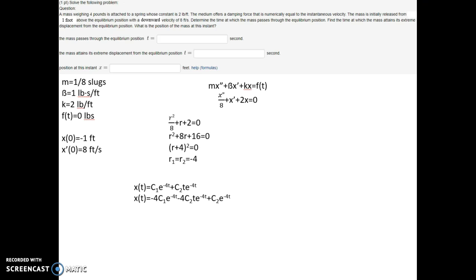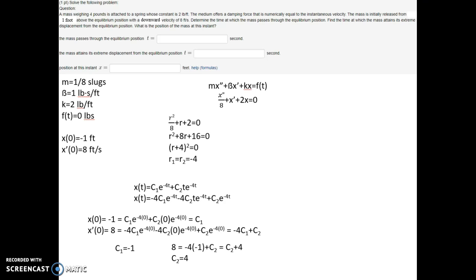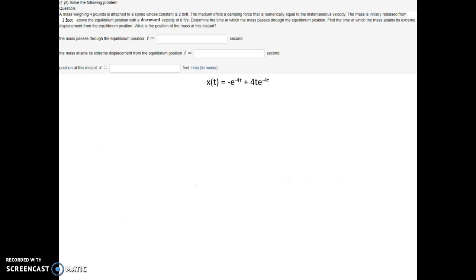To solve this problem, first we have to find the first derivative of our equation, and then we will input our values for the initial position and the initial velocity in order to solve for c1 and c2. So now we finally have our completed general solution for our differential equation. Now on to the three questions it asks us.